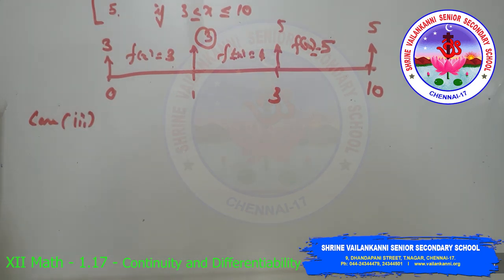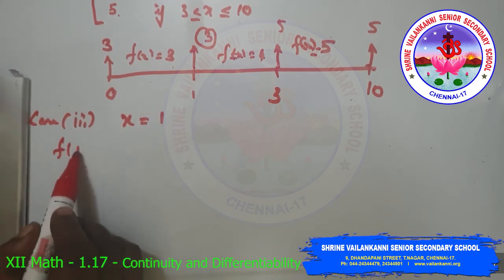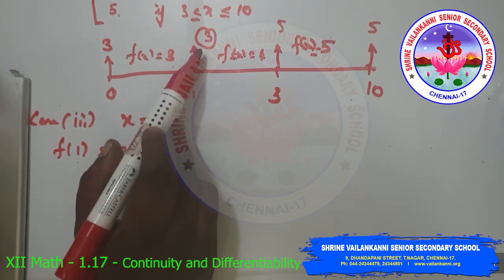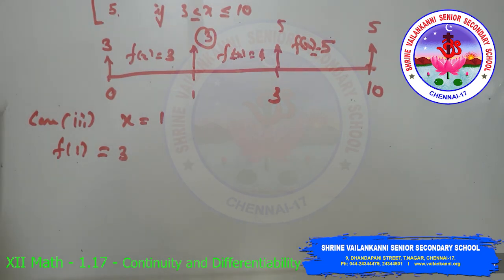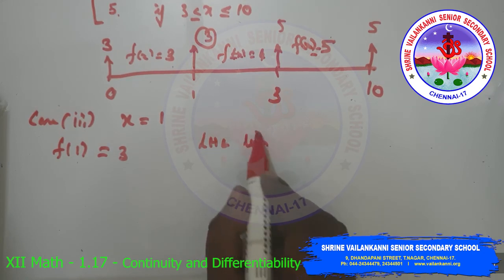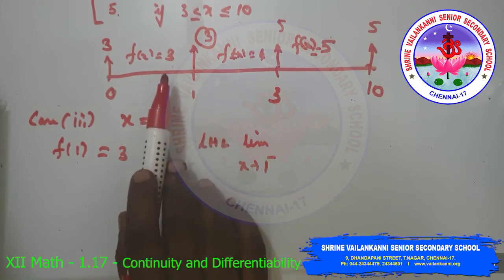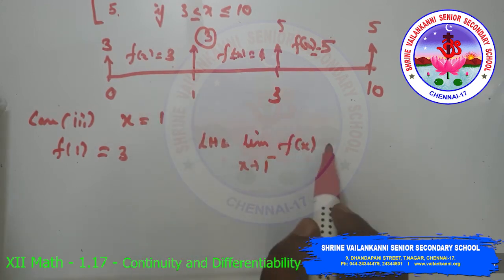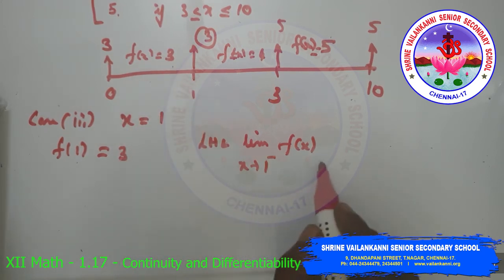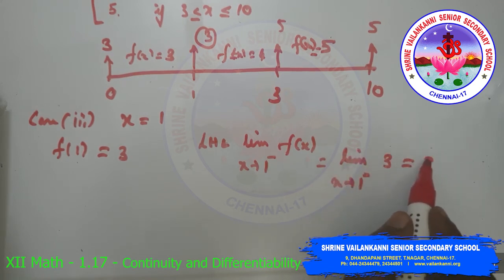So third case, at x equal to 1. So f of 1 is equal to 3. At x equal to 1, f of x is defined to be 3. Left hand limit, x tends to 1 minus, to the left of 1, of f of x. To the left of 1 we have f of x defined to be 3, which is equal to limit x tends to 1 minus of 3, which is equal to 3.